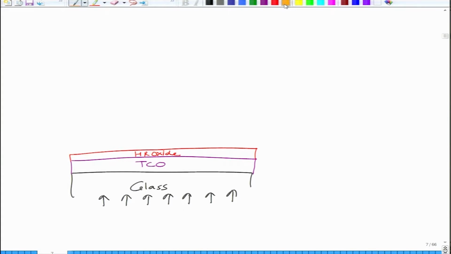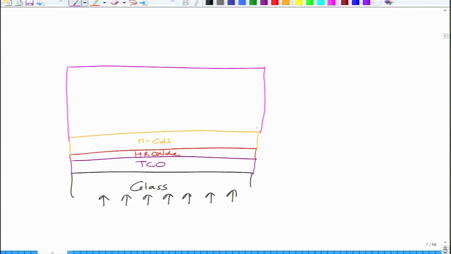Then we have a layer of CdS. So this is CdS. This is N type layer, and then we have a layer of CdTe. This is P type CdTe, and then we have secondary contact. So you can make a contact on top here, top contact. Okay.